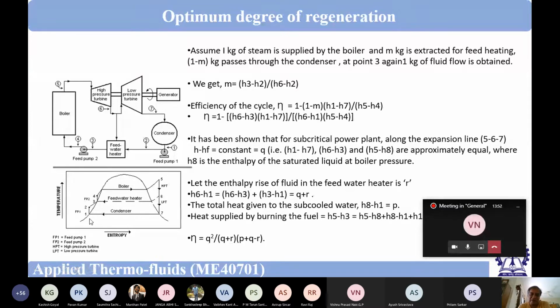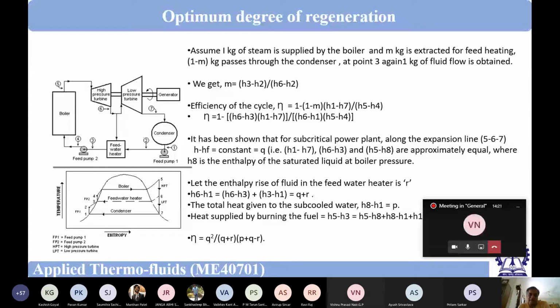That is, H1 minus H7, H6 minus H3, and H5 minus H8 are approximately equal, where H8 is the enthalpy of the saturated liquid at boiler pressure, that means at this point. So this is one observation. This is not just an assumption. This is an observation that approximately they are equal.